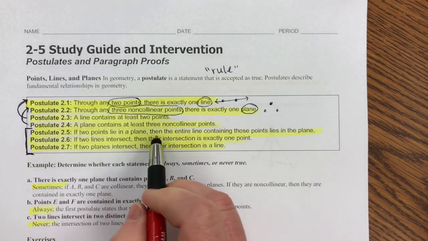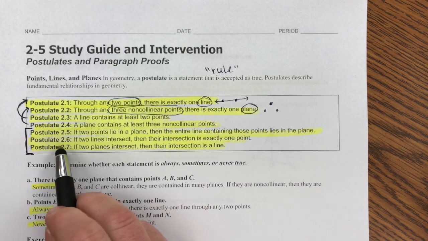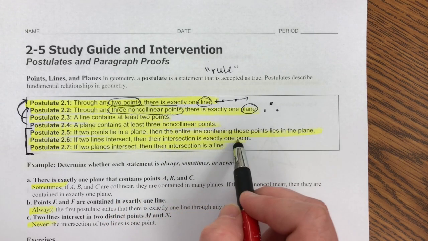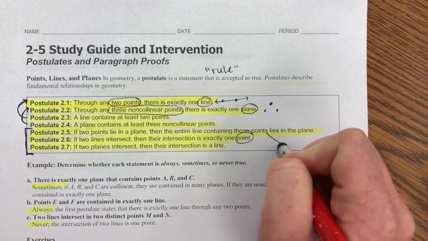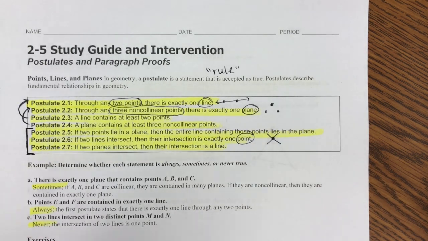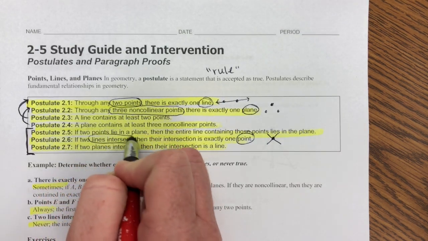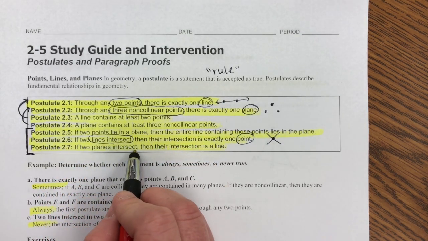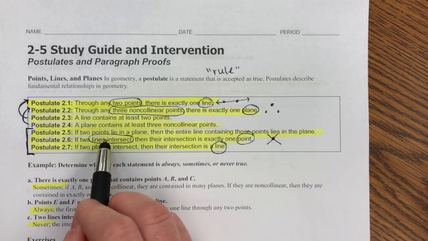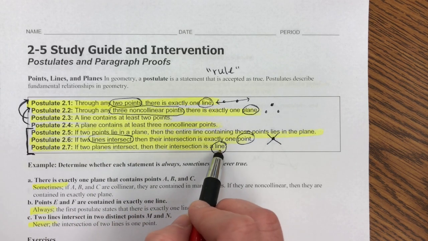2.5, if 2 points lie in a plane, the entire line containing those points lies in the plane as well. 2.6, if 2 lines intersect, then they intersect at a point, right? If I had an X, right where they cross is 1 point, that's all that rule is saying. And then 2.7, if 2 planes intersect, when 2 flat surfaces intersect, their intersection is a line. So 2 lines intersect in a point, 2 planes intersect in a line.